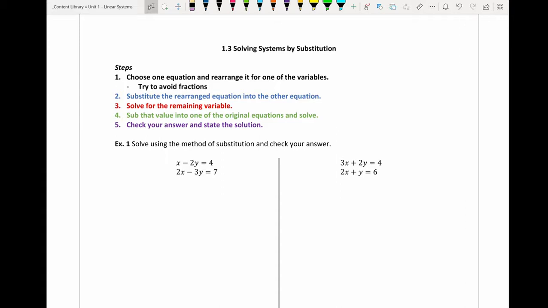Next, we're going to substitute the rearranged equation into the other equation. The one that we rearranged, we substitute back into the other equation, the one that we didn't touch. Step 3, we want to solve for the remaining variable. By substituting one equation into another, there's only one variable remaining, and we can solve for that. Then we sub that value into one of the original equations and solve. And then finally, we check our answer and state the solution.